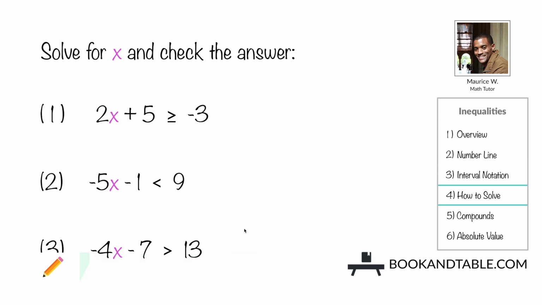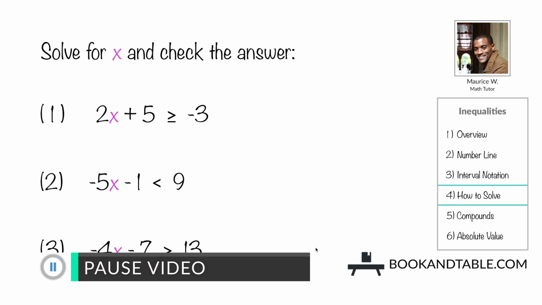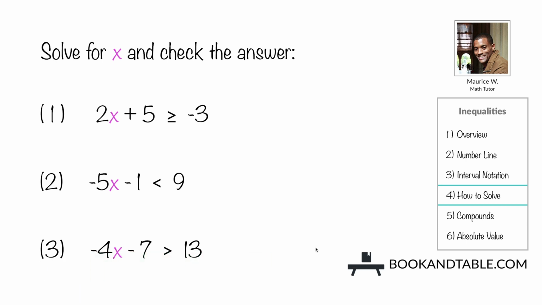Solve for x and check the answer. Question number 1. 2x plus 5 is greater than or equal to negative 3. Question number 2. Negative 5x minus 1 is less than 9. And question number 3. Negative 4x minus 7 is greater than 13. Pause the video, try these practice questions, and then press play when you are ready.